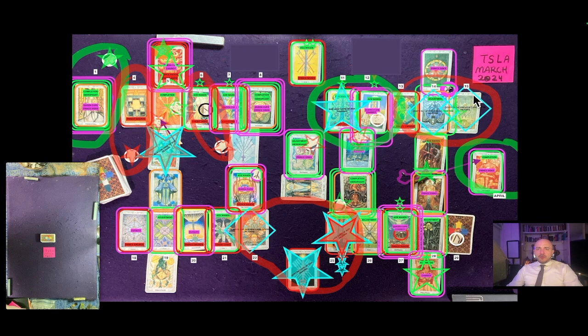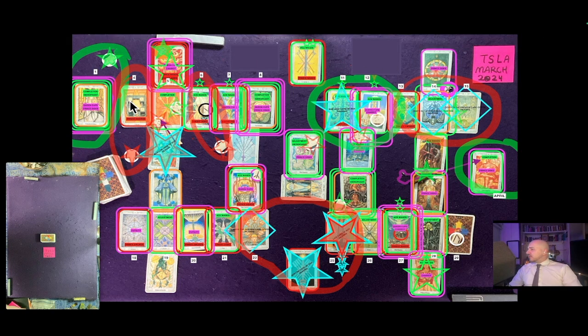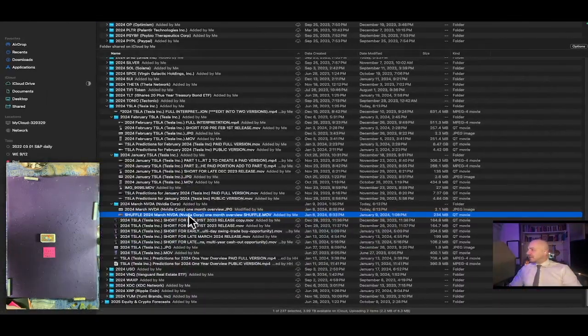This is the Tesla 1 month overview reading for the month of March 2024. It's currently January 30th, 2024, 6:23 p.m. Eastern Time. Tesla at the time of this reading is currently $191.59 USD. And the shuffle file for the March reading was created on January 8th, 2024 at 8:33 p.m. Eastern Time. That's this video here in the lower left corner.